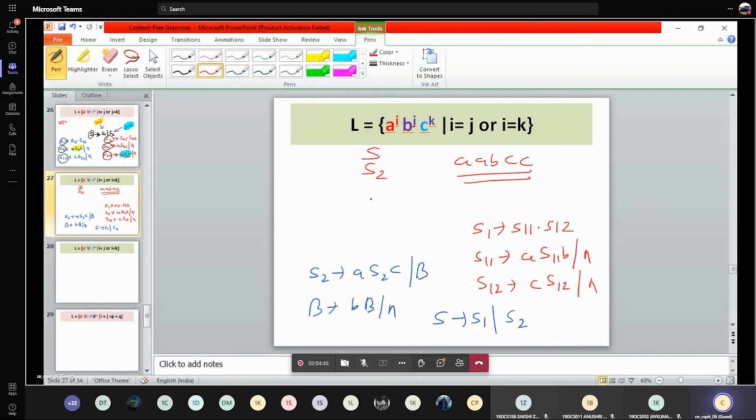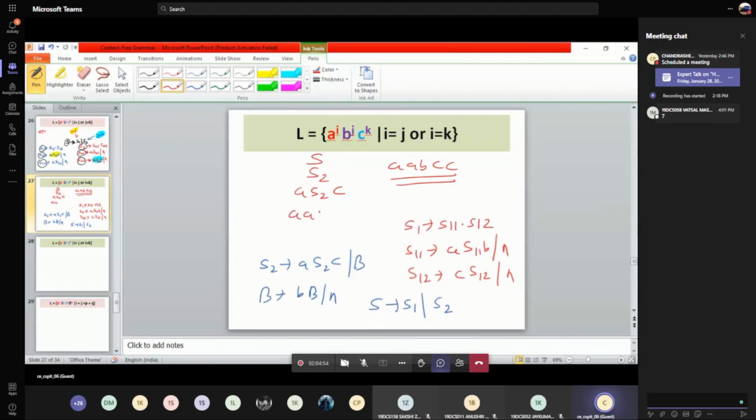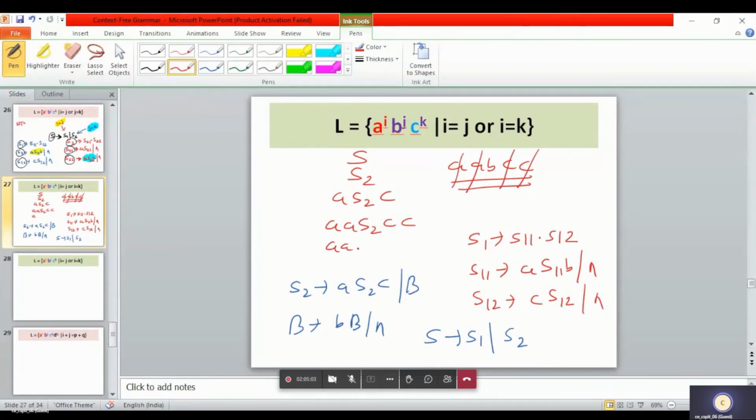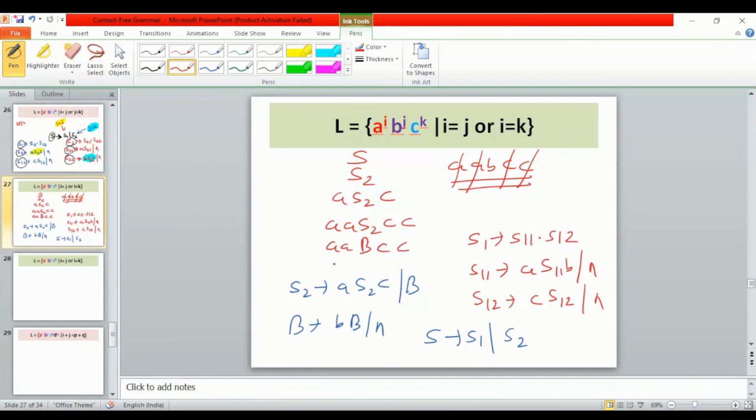So from S we'll get S2. From S2 we'll get A, S2, C. We'll repeat the same rule. A, S2, C. We'll get AA and CC. Now to generate B, I will replace S2 with capital B. And then finally, for capital B, we'll write AA, small b, capital B, small c, 2 times. And then we'll put null at last. So we'll get the pattern AABCC, which is our required pattern.